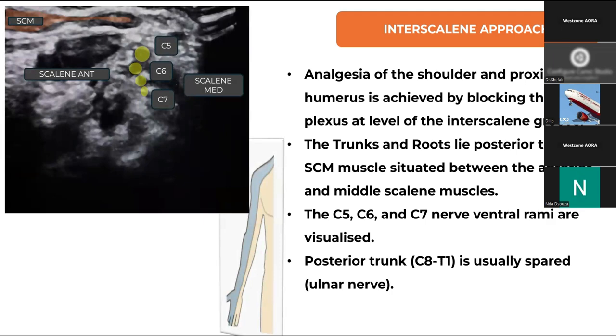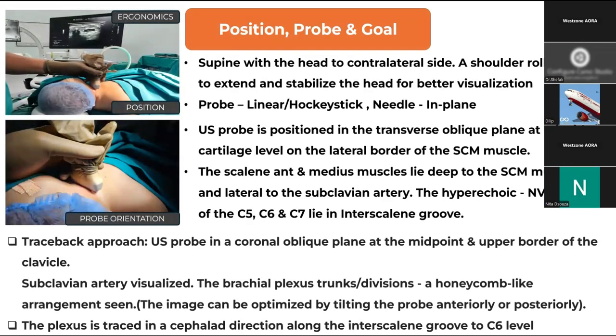The interscalene approach, again. Here we have the patient in the supine position with head turned to the contralateral side. The shoulder roll might be placed beneath the patient for better visualization. Similarly, we use a linear or hockey stick probe. The ultrasound is positioned in a transverse oblique plane at the level of cricoid cartilage on the lateral border of the sternocleidomastoid muscle. The scalene anterior and medius muscles can be seen deeper to the sternocleidomastoid.